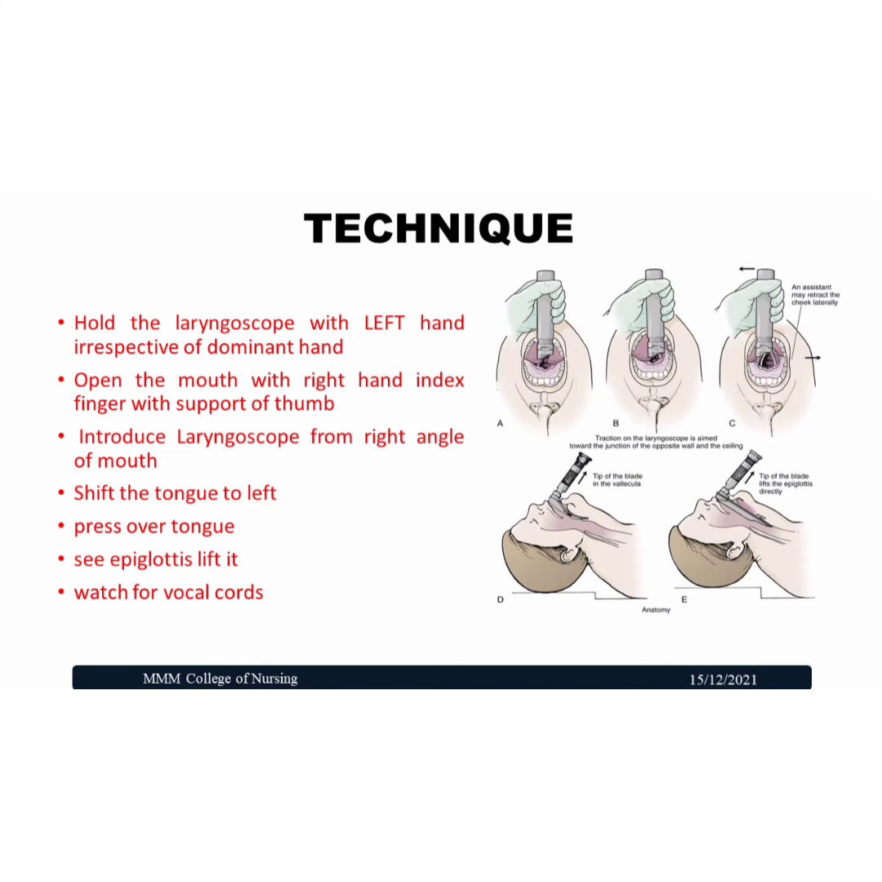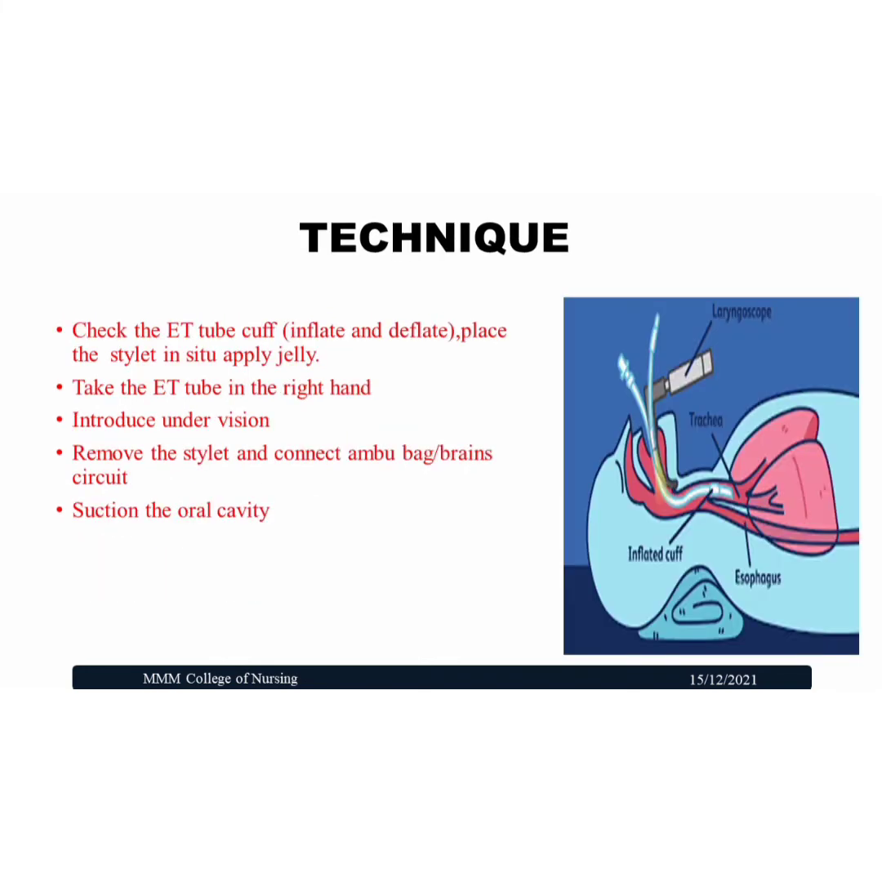Next, take the endotracheal tube in the right hand. Before inserting the endotracheal tube, check the ET tube cuff by inflating and deflating it, and place the stylet into the tube and apply jelly. Smoothly introduce the tube under vision into the trachea, then remove the stylet and connect the Ambu bag and breathing circuits, and suction the oral cavity if necessary.